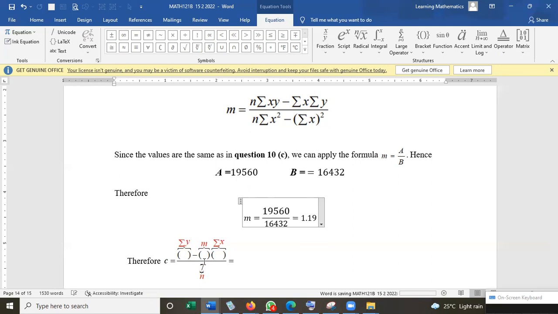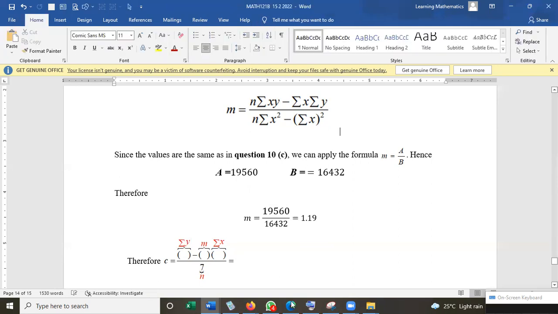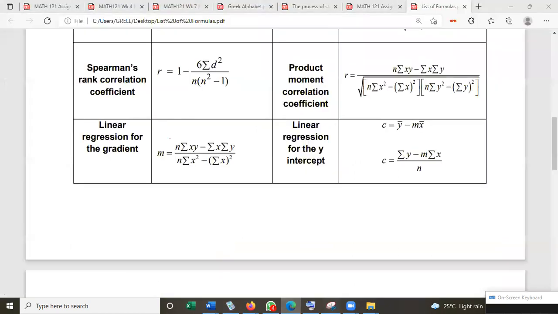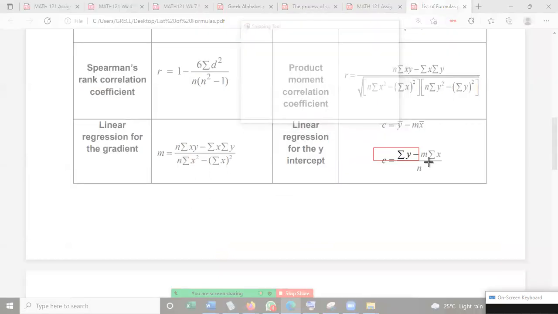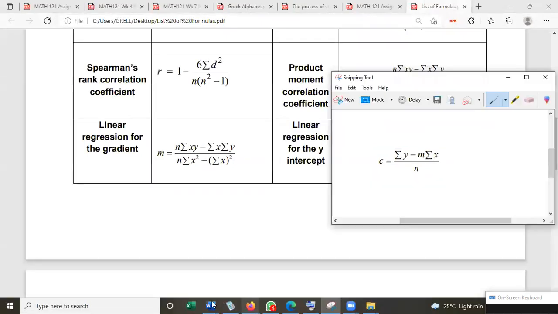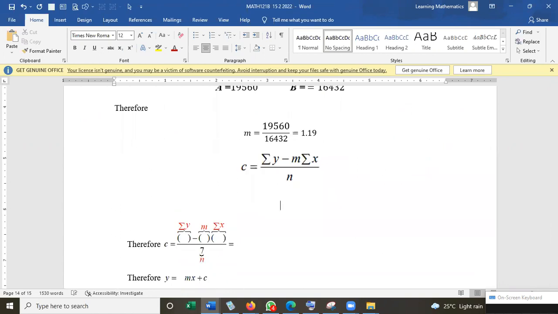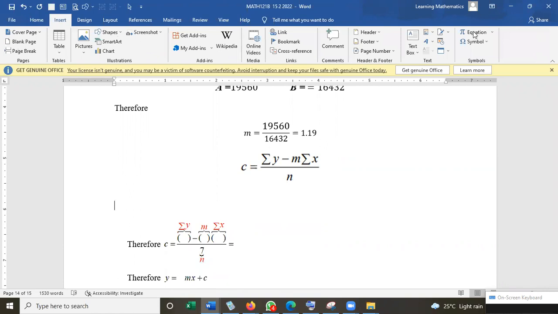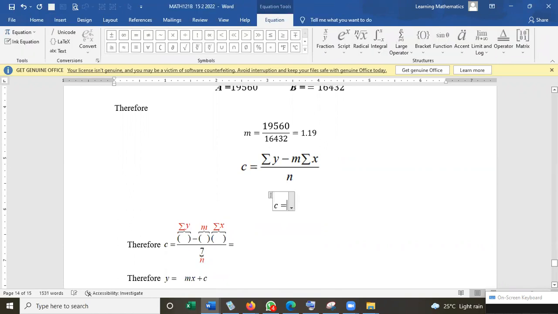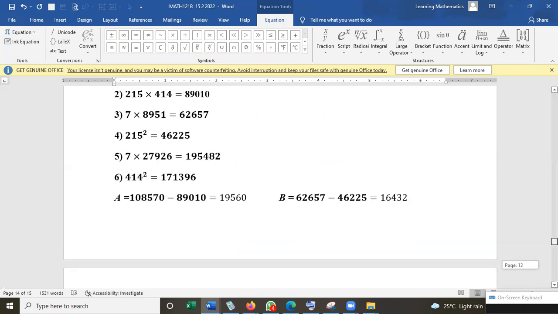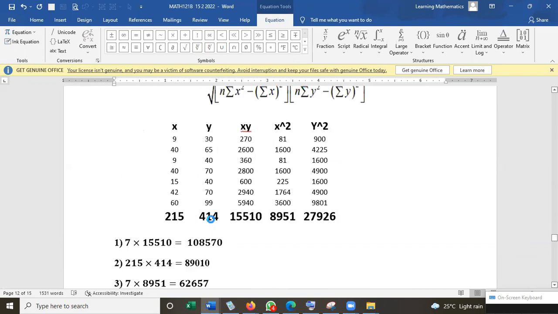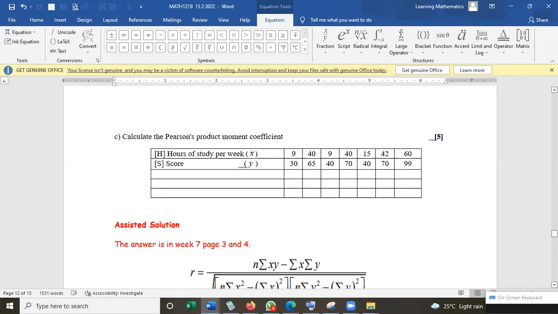Okay, and to calculate C now, which is the y-intercept, go back to the list. Here is the formula for C. To calculate C, we need the sum of y. Okay. We need M, we need the sum of x, and we need n to calculate C. C is equal to the sum of y. Here is the sum of y, 414. The sum of x, 215. N is 7. And m, we got m to be 1.19.